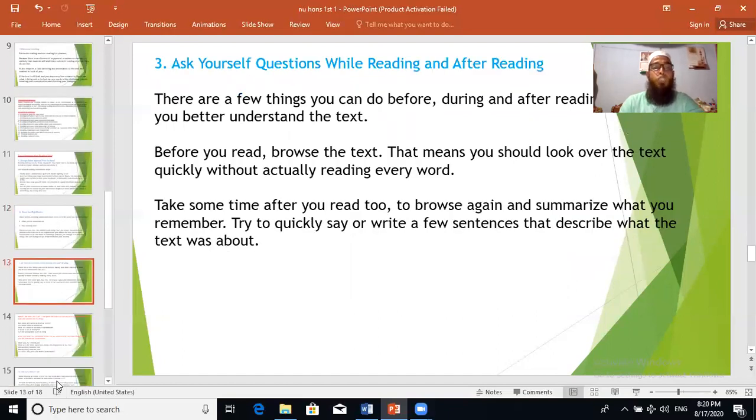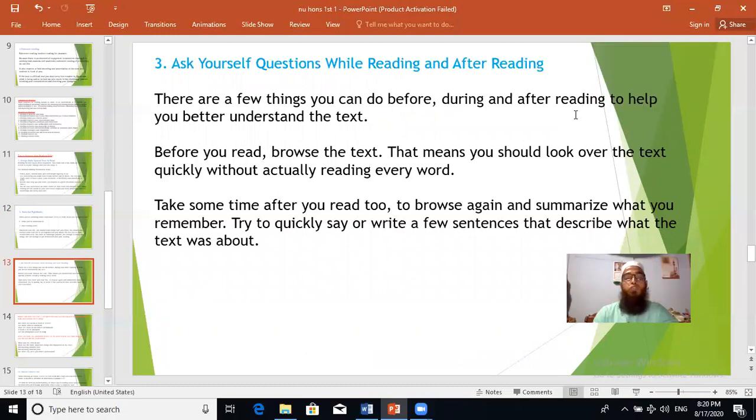Ask yourself questions while reading and after reading. There are a few things you can do before, during, and after reading. These are named pre-reading, while-reading, and post-reading. There are a few things you can do to improve your reading skills: in the pre-reading stage, the while-reading stage, and the post-reading stage, to help you better understand the text. Before you read, browse the text.